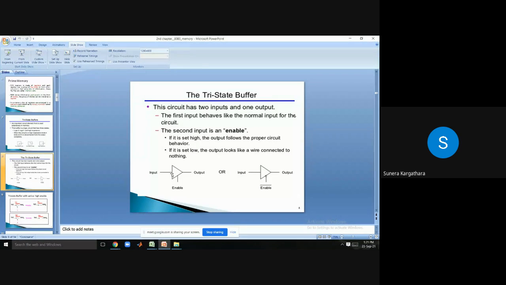What is the use of this enable? We discussed that whenever I am applying input 0 or 1, because it is a buffer, it will hold your data.